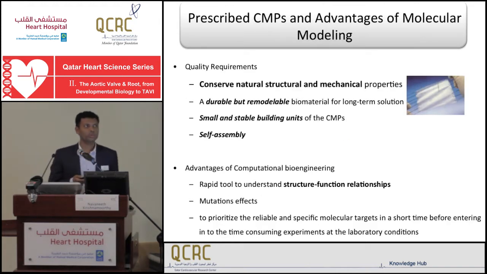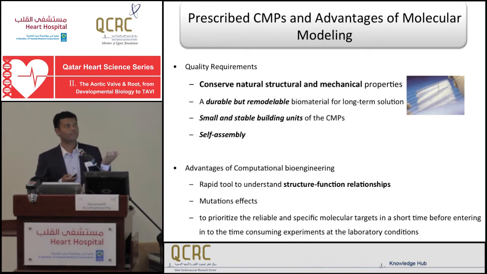So what are the things we should consider when we reproduce the collagen? These are the prescribed list of things we have to consider. It's not like you can just synthesize the small peptides and then they can be a collagen. So there are several structural properties we should conserve. At the same time, these molecules should be remodelable, and they have to be precise in size, because the synthesis is also the major concern. And then we have to program them to self-assemble by introducing proper charges.